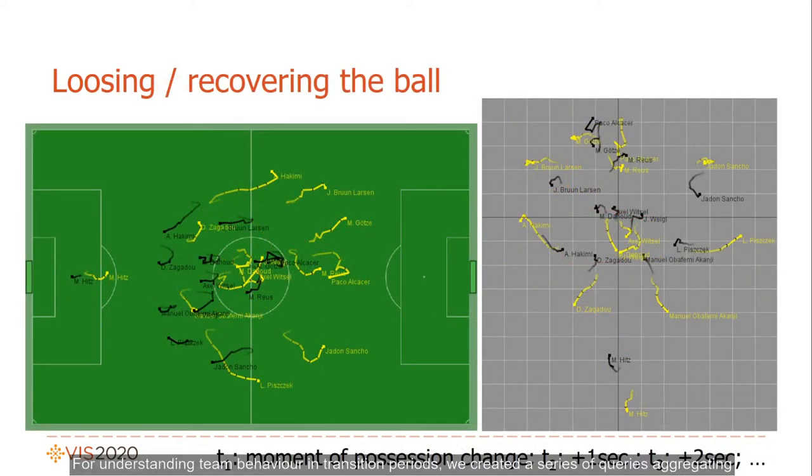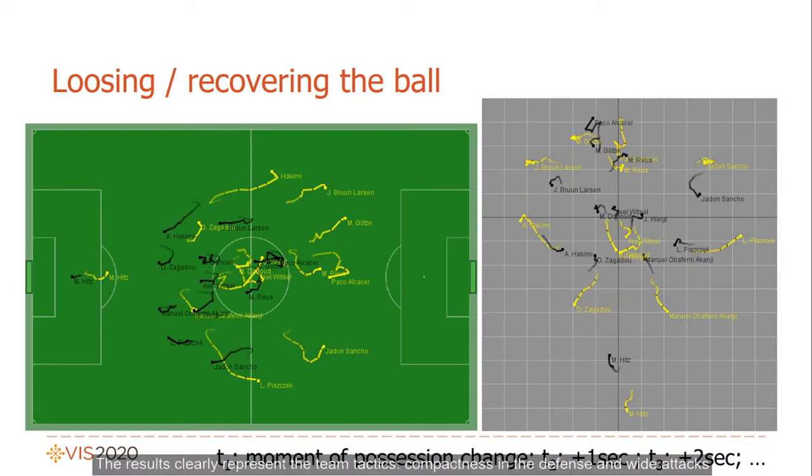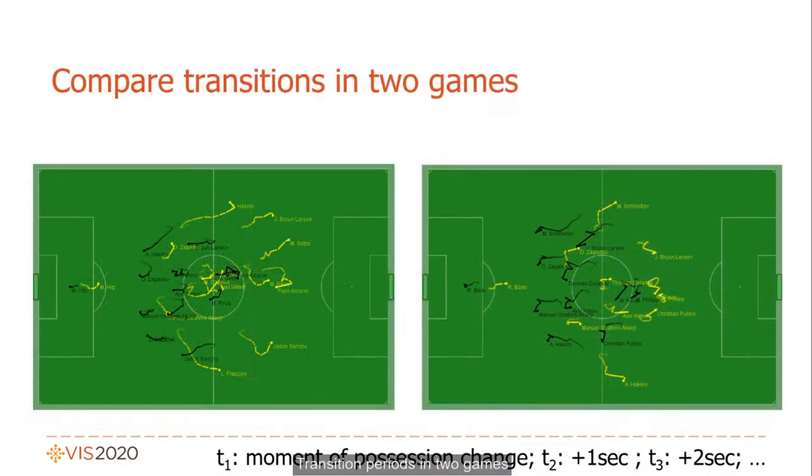For understanding team behavior in transition periods, we created a series of queries aggregating positions on the pitch and in the team space every second after the possession change, separately for losing the ball, shown in black, and regaining the ball, shown in yellow. The results clearly represent the team tactics: compactness in the defense, and wide attacks.